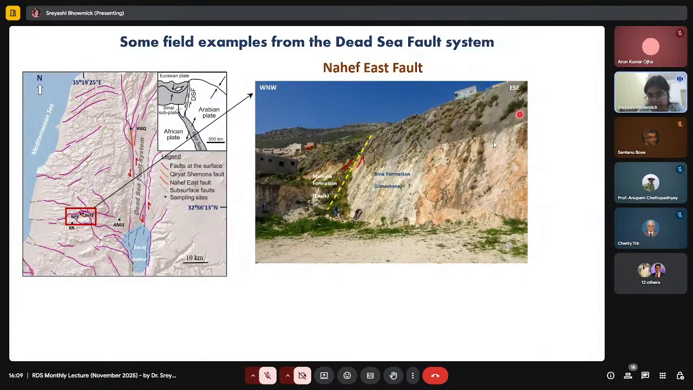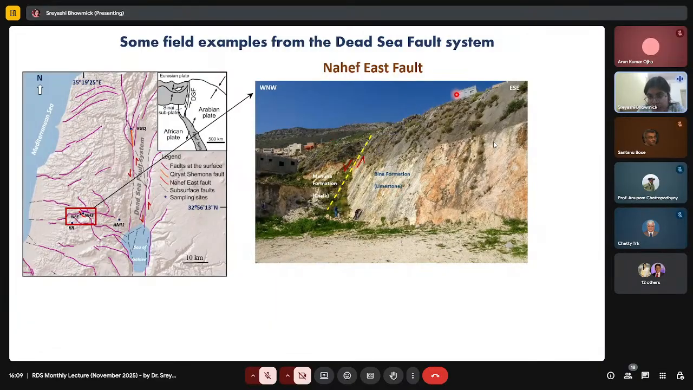But we have studied this particular segment, which has records of 3 seismic events. So the rock type is carbonate, and in the footwall we have the limestone, and in the hanging wall we have the chalks, and this is an oblique slip normal fault. Now, the 3 recorded seismic slip events in this zone make this area very much vulnerable.